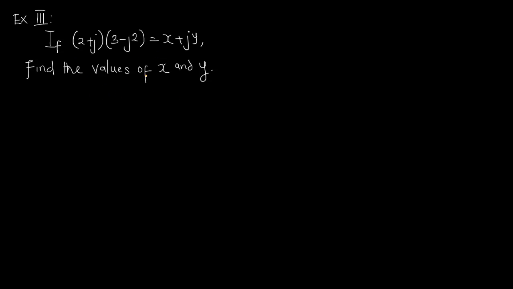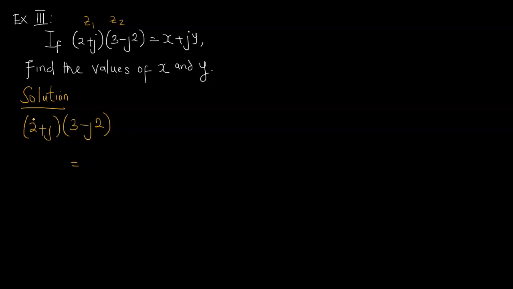So basically what this question is saying is that the product of these two complex numbers is equal to a single complex number. So we are just asked to obtain the values of the real and the imaginary part of the product. So solving this, we are going to remove the brackets here. So this is 2 plus j, 3 minus j2, removing the brackets. So this is the first item. 2 is going to multiply every item in the other parentheses. Then the second item here, plus j, would also multiply 3 minus j2.